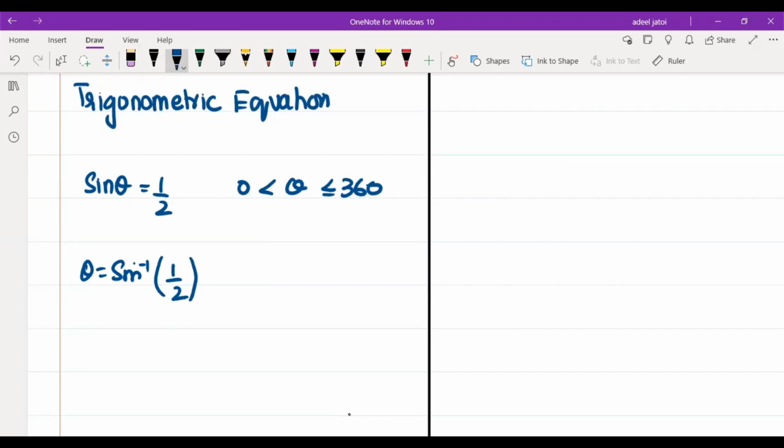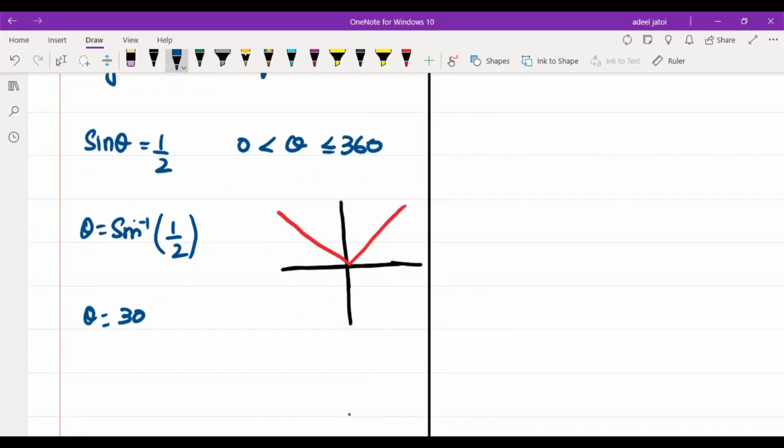Remember that the positive sign is always in the first and the second quadrant. But we need to find the basic angle as well. Your basic angle here will be 30, because sine inverse 1 upon 2 is 30. If we put down 30 here and 30 here, your first angle will be 30.